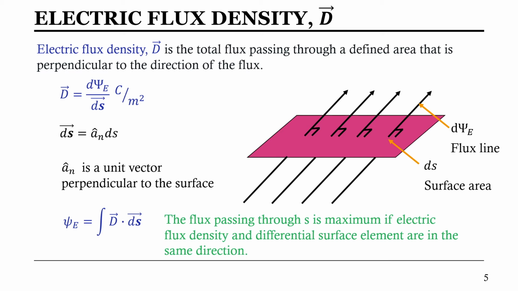The flux passing through S is the maximum if the electric flux density and the differential surface element are in the same direction.